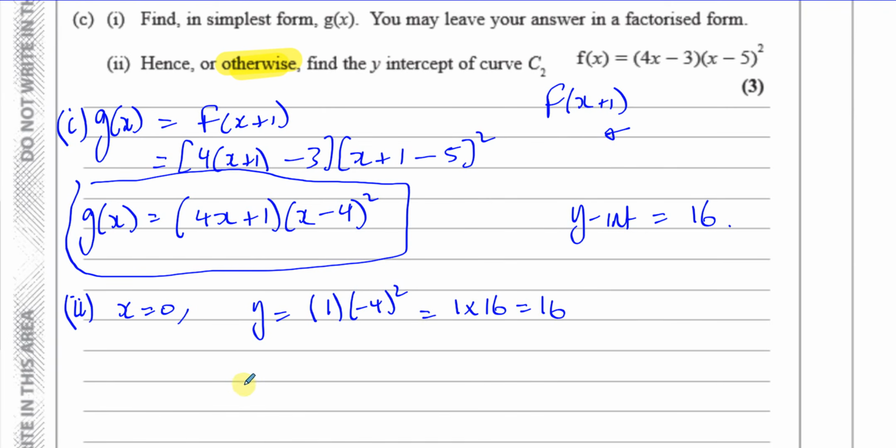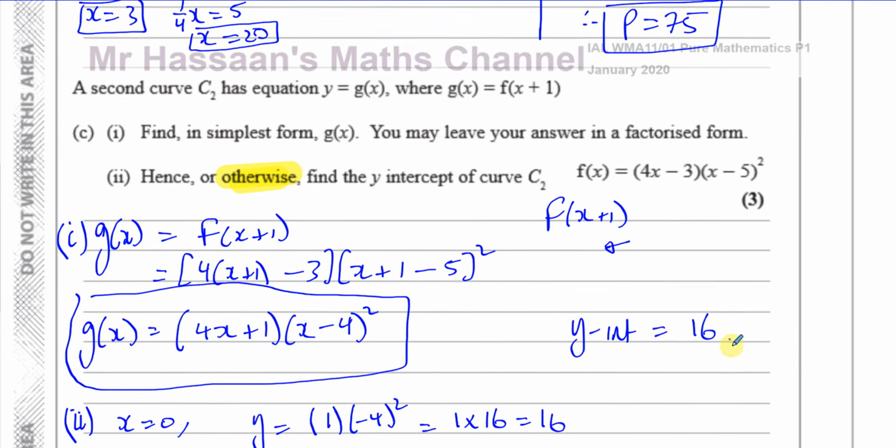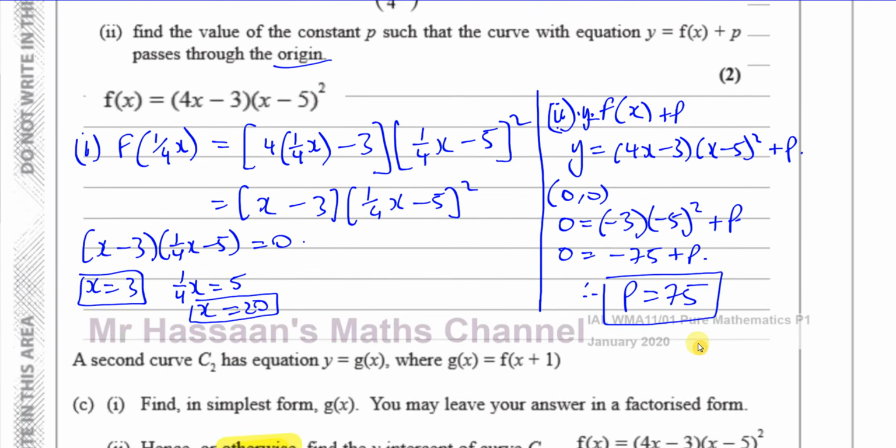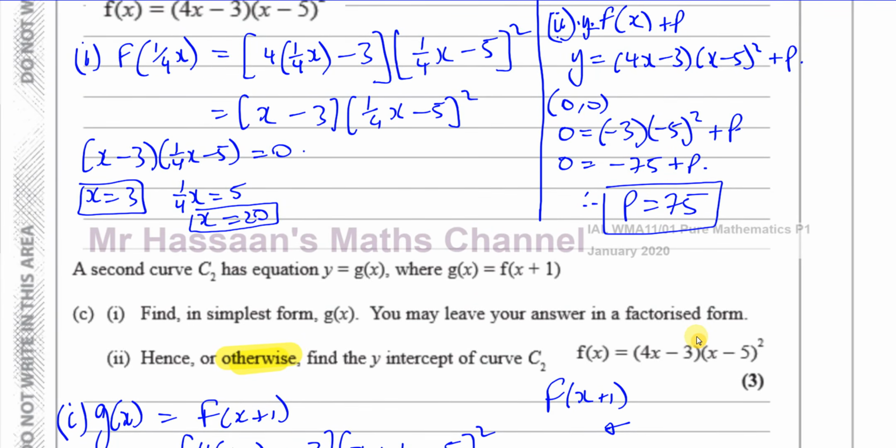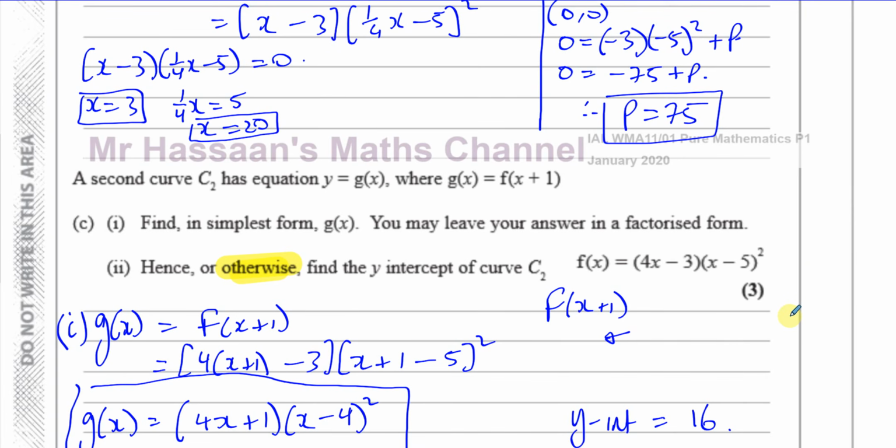I guess the otherwise form would be to find out what happens when x equals 1 in the original function, and then you know that f of x plus 1 is when the x value is reduced by 1, so that point will then become the y-intercept in the new equation. But I think that's a bit of a hassle. So there we have it, the answer to question number 10, parts A, B, and C from the January 2020 paper. I hope you understood everything fine.